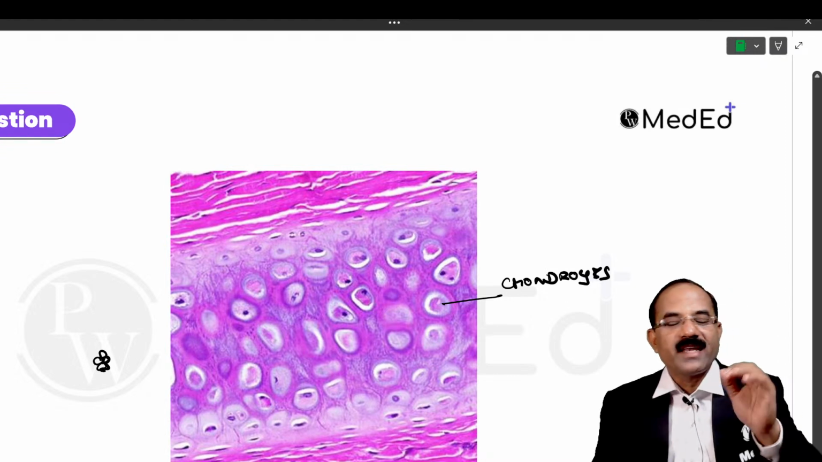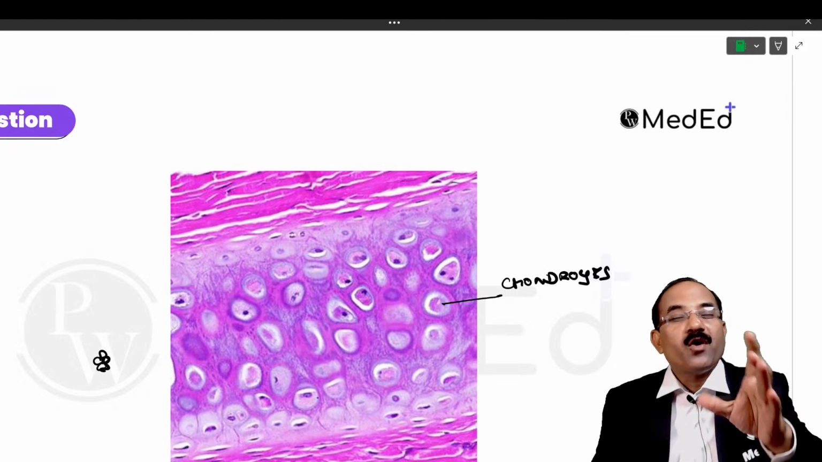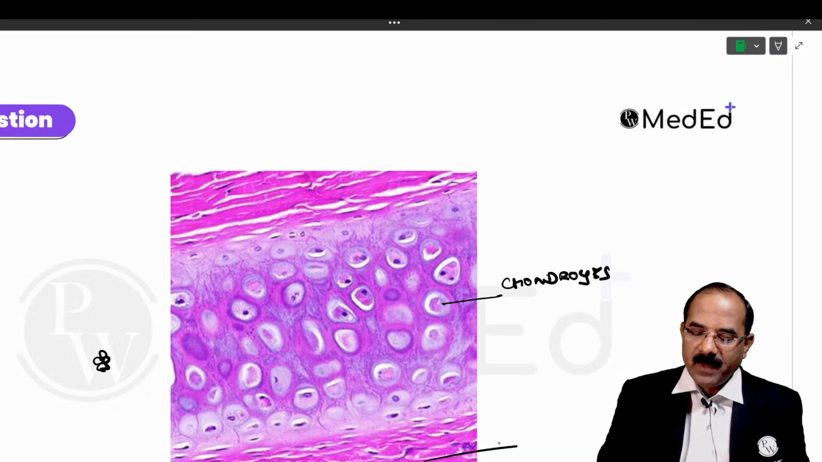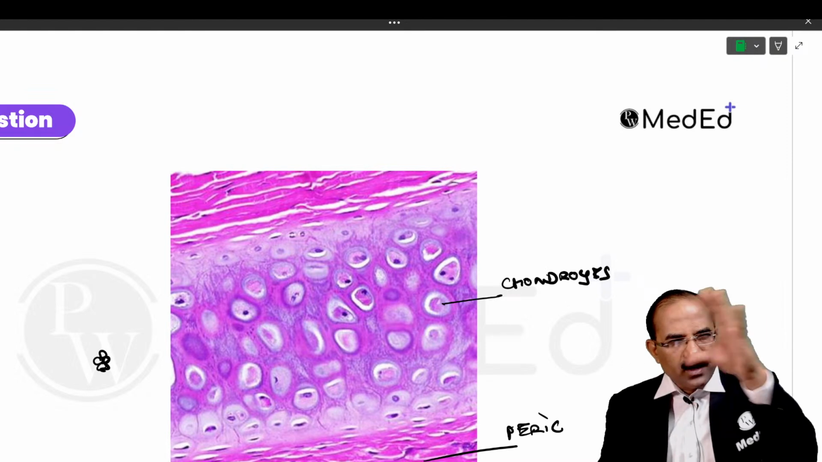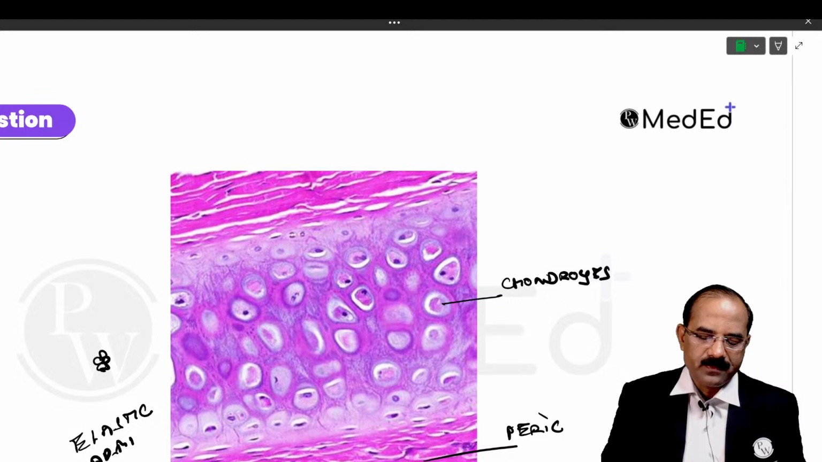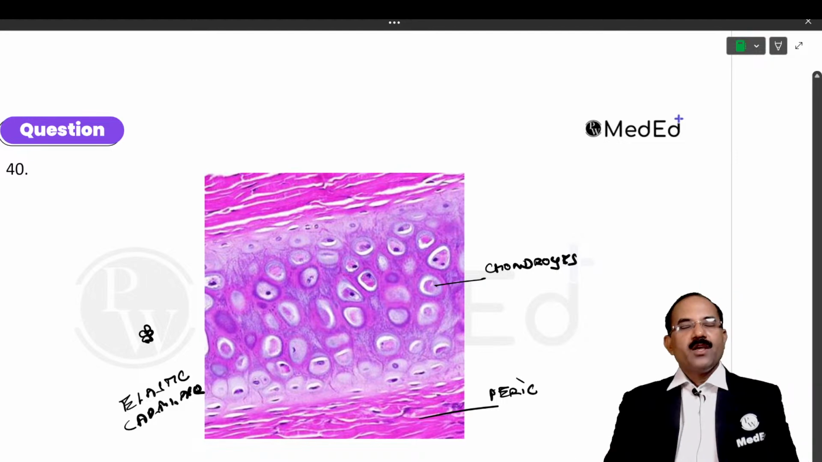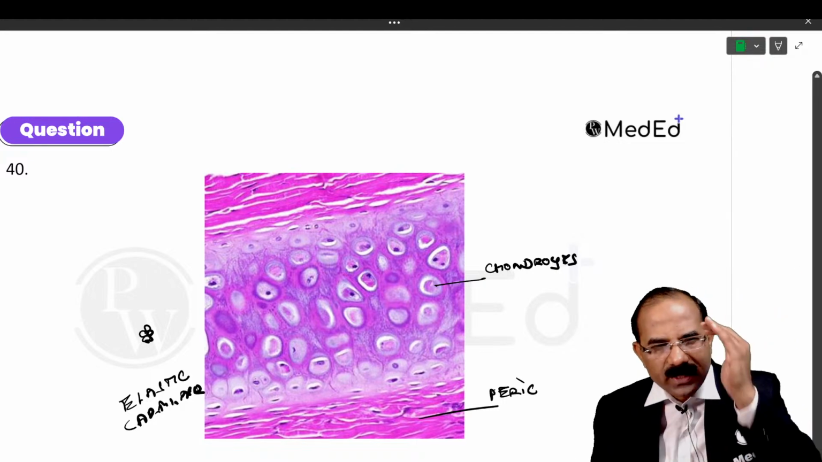We call this a cell nest. Cell nest is a characteristic of hyaline cartilage. Here very large chondrocytes are visible. This is the perichondrium. So perichondrium is present and large chondrocytes are present. This is a slide of elastic cartilage. Remember this, children: the largest size of chondrocytes is found in elastic cartilage.